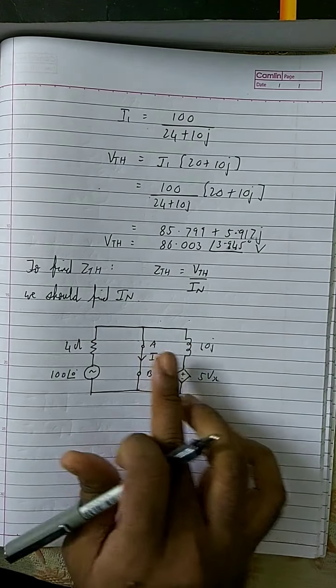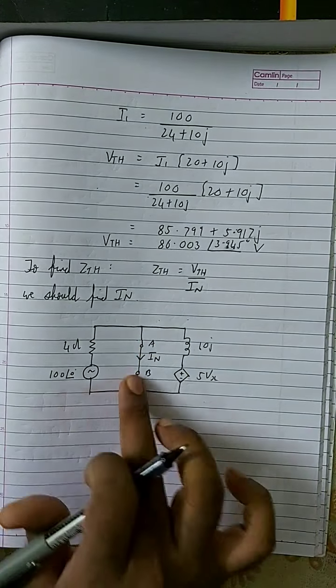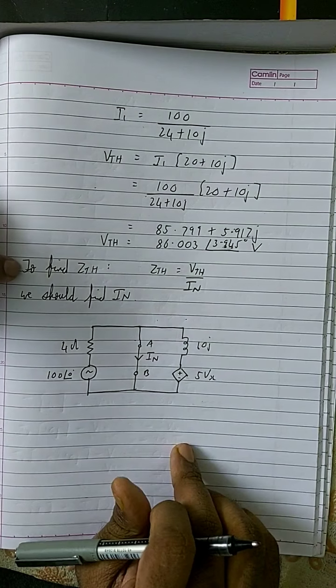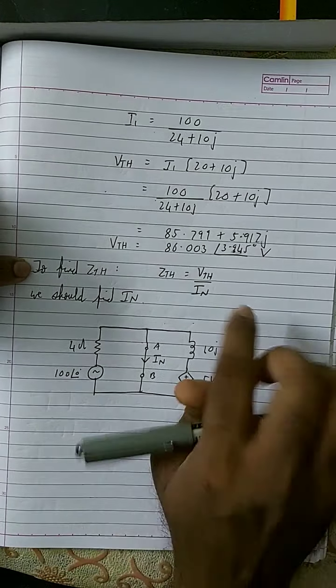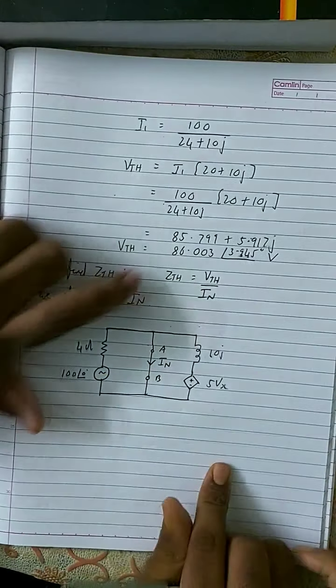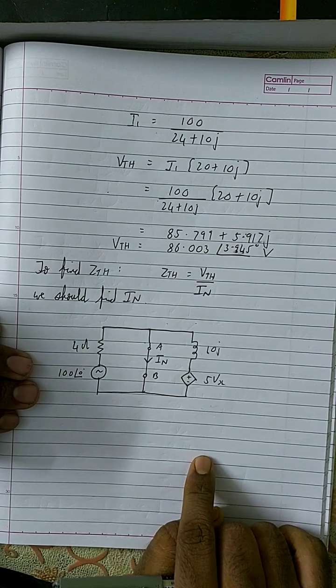Okay. So now you need to find the value of IN in this circuit. That is the Norton's current, IN. Why are we finding IN? Because we need to find the value of ZTH. And why are we finding the ZTH in this manner? Because there is a dependent source over here. So if there is a dependent source, the rule will change, right? Finding the ZTH is using this equation. So that's why we are finding the Norton's current.